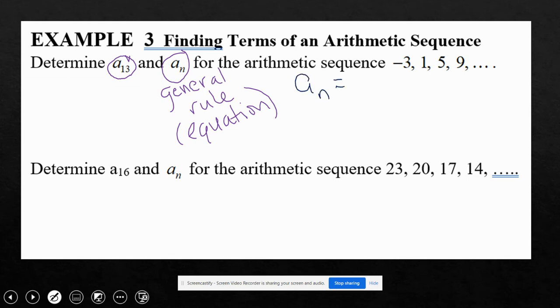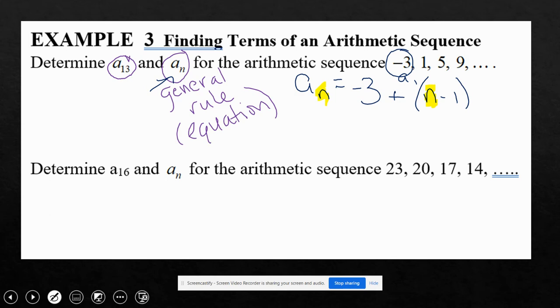Starting with a sub n, because again, we're doing our general rule first. A sub 1, the first term, is -3. So we replace a sub 1 with -3 plus n minus 1. Remember, we only replace the n if we replace the n over on the left side. And since we're just finding a general equation right now, our n is going to stay in there. n is kind of like x.